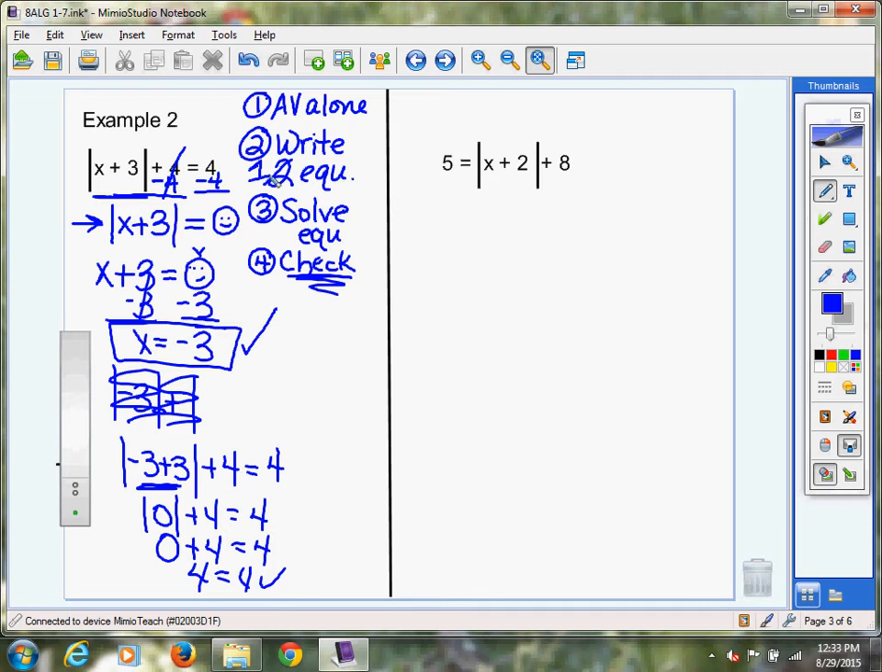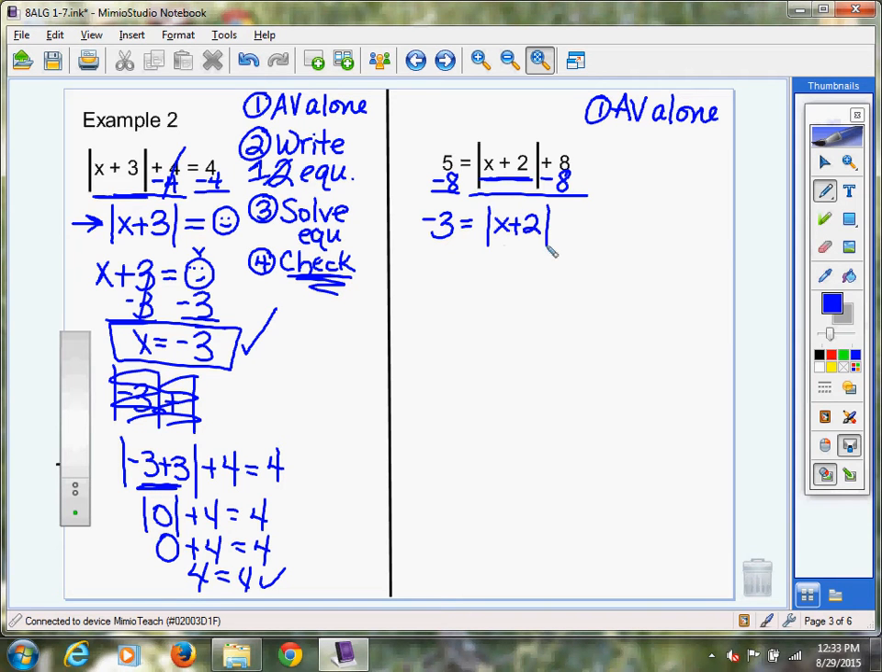Okay? So let's look at this next one to the right. Same format. We're going to follow the same rules, the same steps that I established in example 1. Get your absolute value alone. So that means to get this guy by itself, you're going to have to subtract 8 from each side. Okay, so let's take a look. 5 minus 8 is -3.